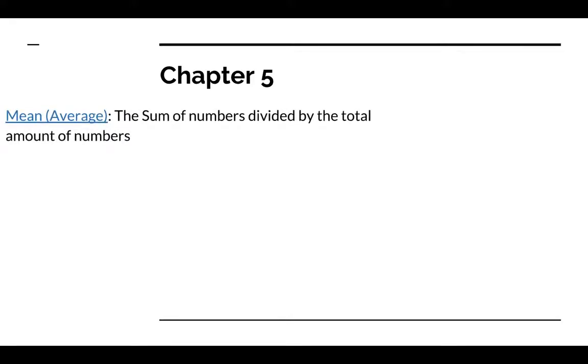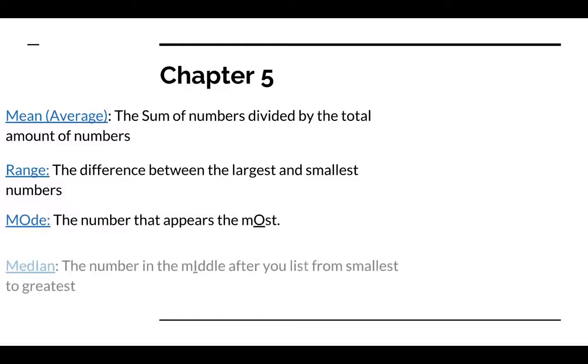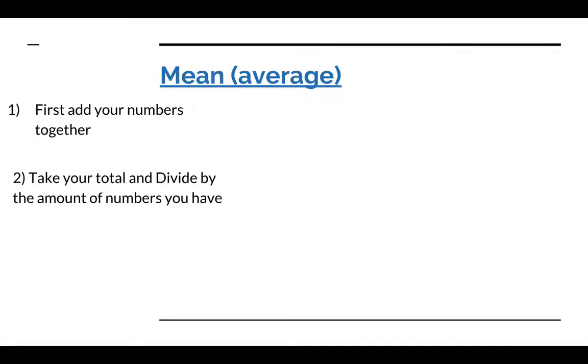But mean, or average, is the sum of the numbers divided by the total amount of numbers we have. Now that can be a little confusing, so I want to show you how it works. There's two main steps when finding average. The first one is to add all of the numbers you're given together.